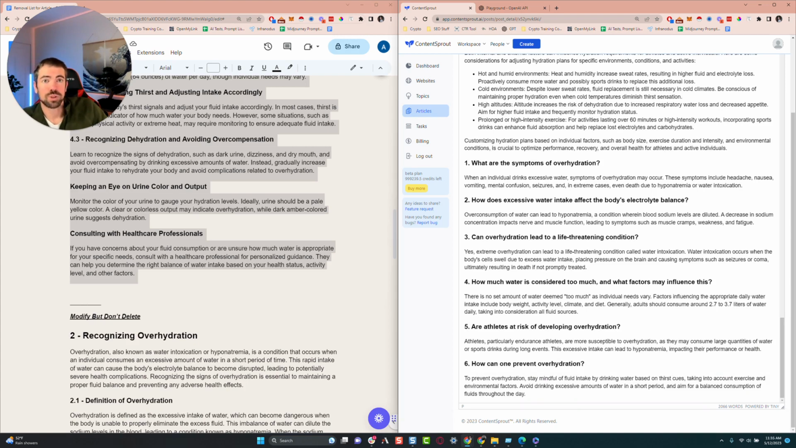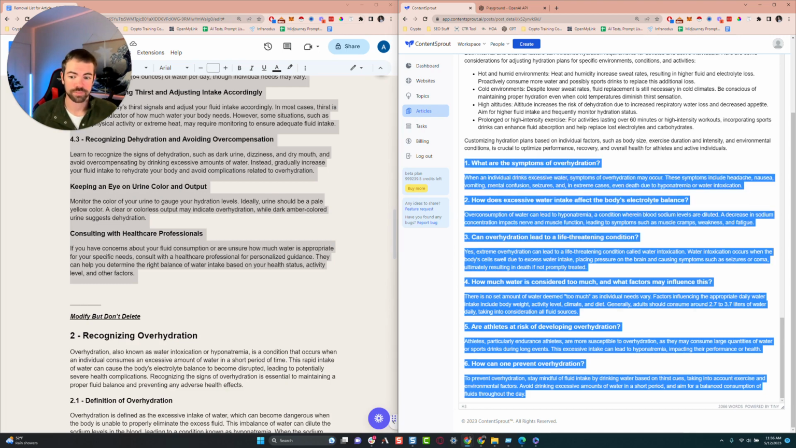This gives you FAQs. So at the end, I'm automatically adding FAQs. We had an option, but checkmarking that doesn't do anything right now. And because there's been so much going on, we haven't removed the little check mark. But you'll get an FAQ. This is totally up to you. But here you go. What are symptoms of overhydration? How does it affect the electrolyte balance? Can it lead to this thing? Perfect. So add this wherever you want.